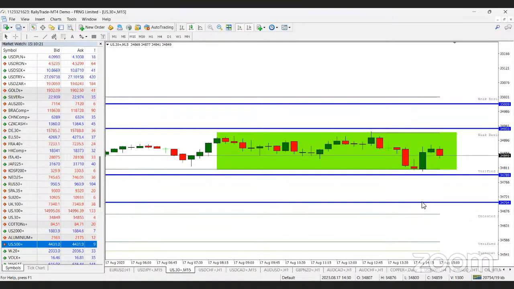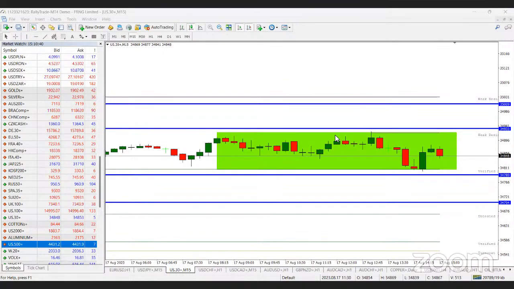But if price breaks below 34,780, then I expect it to sell to at least 34,700. Okay, to sell to around 34,700. That's what I would advise for US 30.